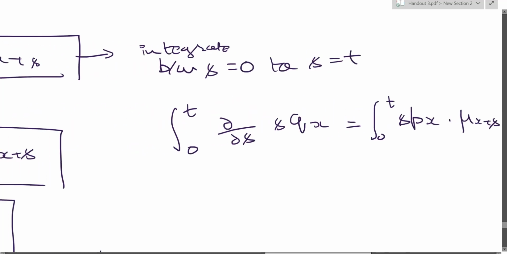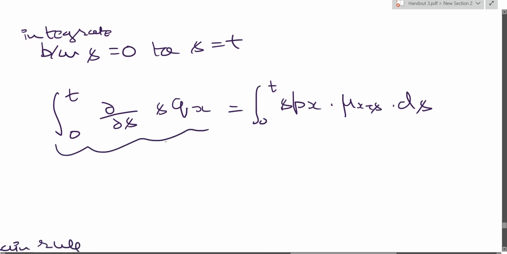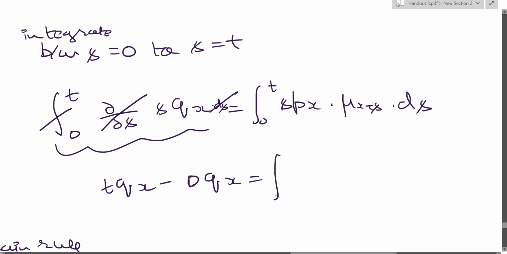Okay, so this is what you get. Now I just need to solve the left hand side and I'll have my definition. So integral and derivative cancel out because you have a ds here. Same thing, you're integrating and differentiating with respect to s. This will just become, if you put in the values, tqx minus 0qx, and this will be equal to integrating from 0 to t spx mu x plus s ds.